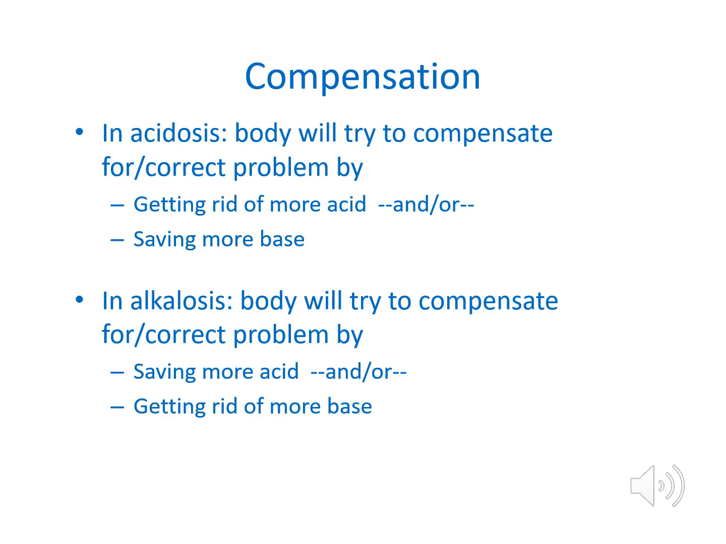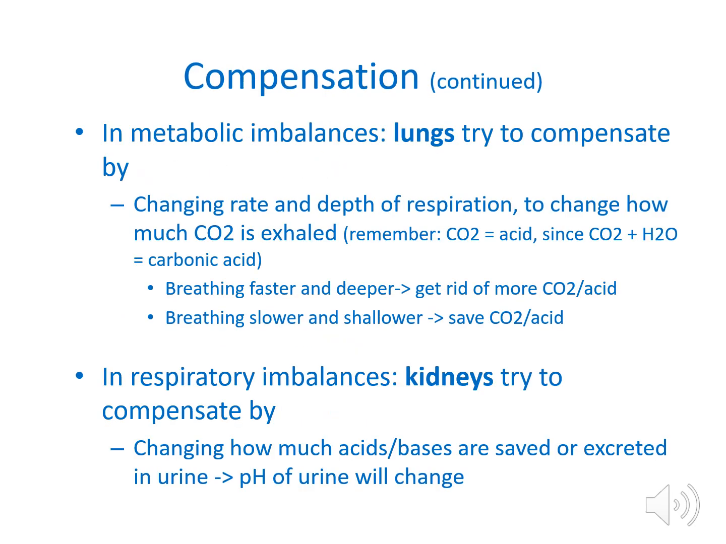As far as compensation goes, this should make logical sense, right? In acidosis, if you have too much acid, the body will try and compensate for or correct that problem by either getting rid of more acid or saving more base or doing both, right? And in alkalosis, you would expect to see the opposite. The body will try and compensate for or correct that problem by either saving more acid or getting rid of more base, or both. So you remember that the kidneys are the metabolic component of acid-base balance, and the lungs are the respiratory component, right?